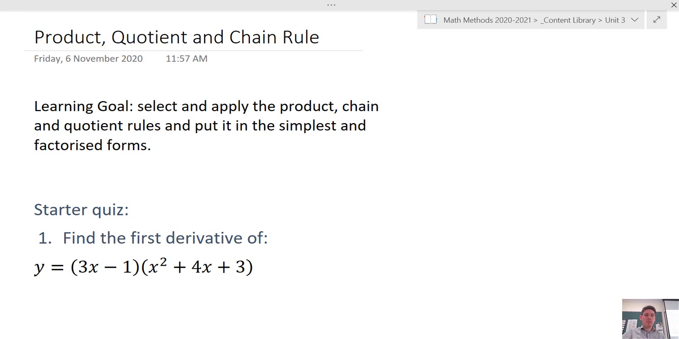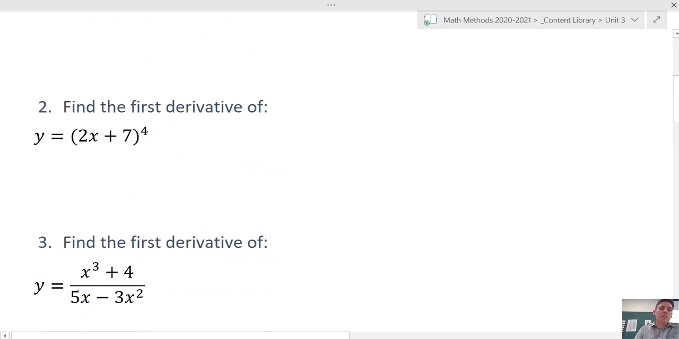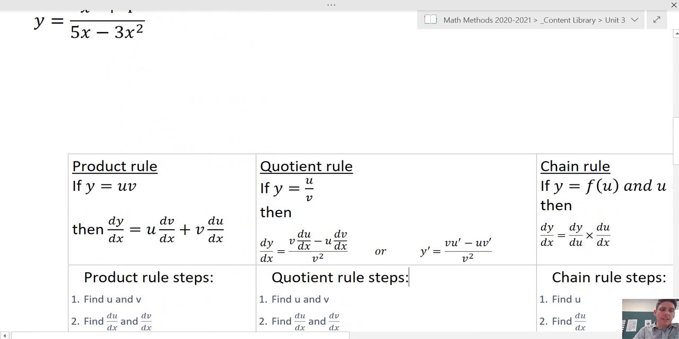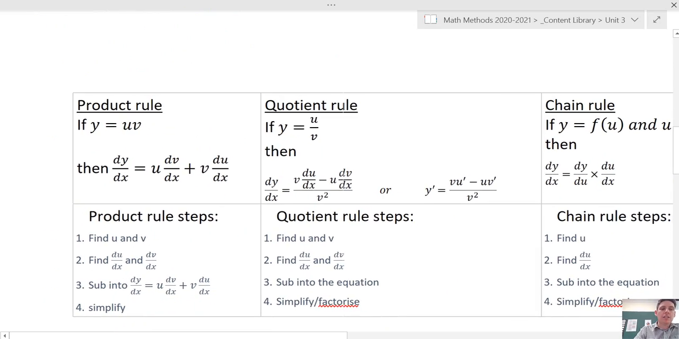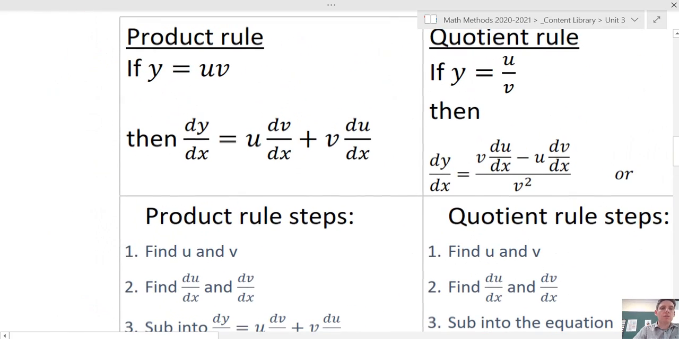Okay, so the first one, there's two functions and they are being multiplied. Any guesses what rule we use? Product rule. Okay? Don't expand them. So, here is a little summary of all three. Let's have a look at the product rule.